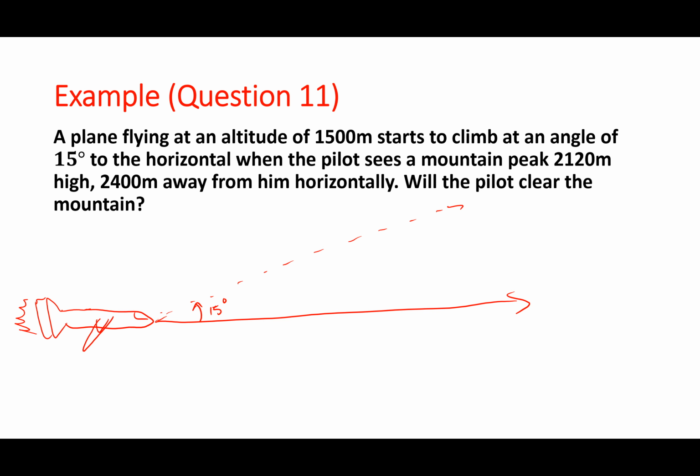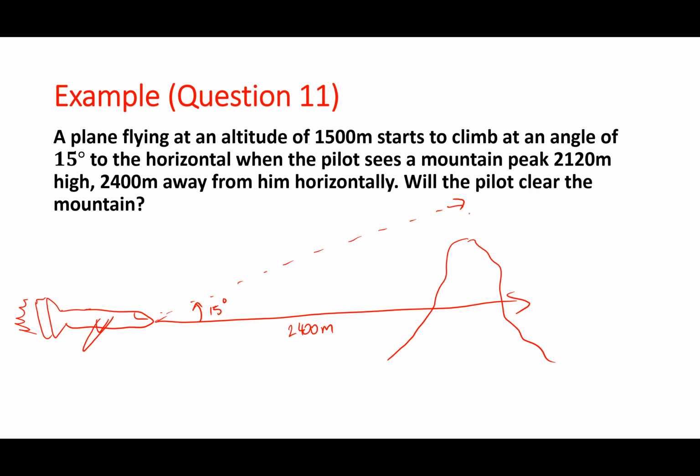Okay, so what we're saying is the pilot sees a mountain peak of 2120 meters. So here's, oh, that's not a mountain. Here's a mountain, okay? So the question is, is he going to clear it, or is the 15 degrees not enough that he's going to smack straight into it? Okay, so how are we going to answer this? Well, we know that the plane is 2,400 meters away from it, horizontally. So that's that distance there.